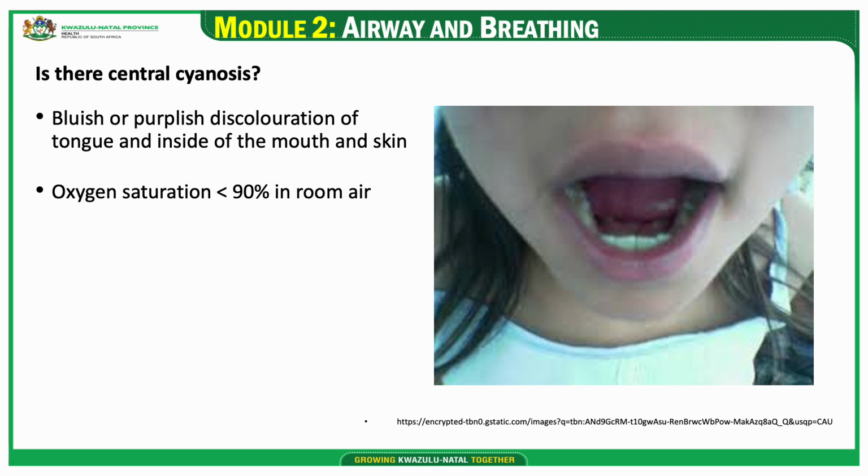Next is central cyanosis. Central cyanosis we see with a bluish or purplish discoloration of the tongue or the insides of the mouth and skin. And this indicates decreased oxygen saturation. It is also important though to keep in mind that in a patient with anemia, this clinical sign may be either very difficult to see or delayed.